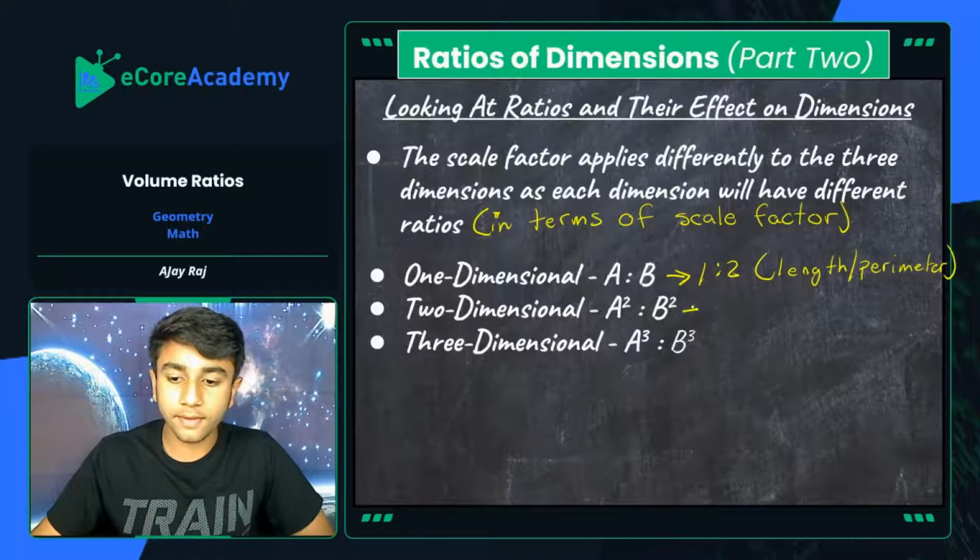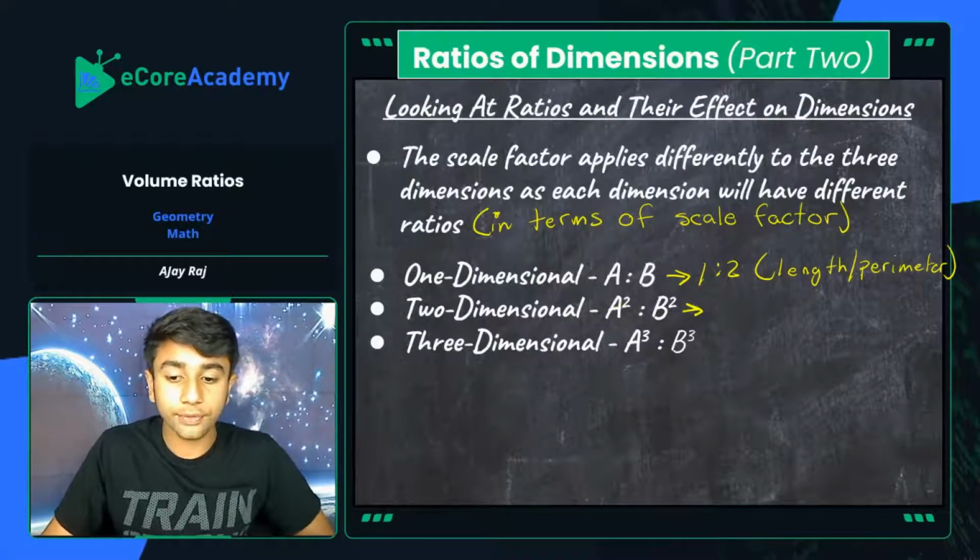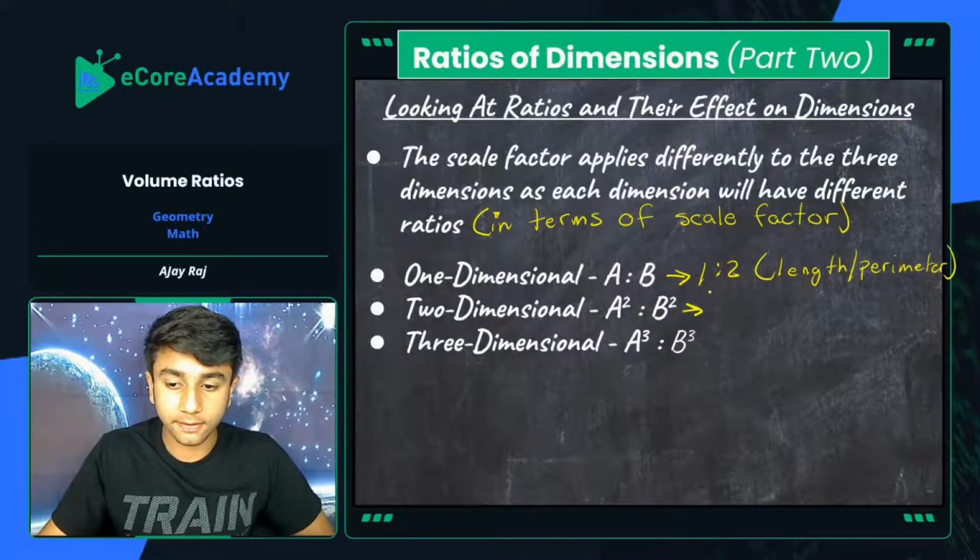And then here we have A squared to B squared. So now it's two-dimensional that we're looking at here. If you're trying to discover the ratio between two different areas, we would square our scale factor. So if we knew our scale factor, for example, of a given side length of a figure, such as a square, we're going to square that given scale factor, and that's going to give us our area. So it's going to be A squared to B squared, say for example, 1 squared to 2 squared, and that's going to be area. And of course, that simplifies to 1 to 4.